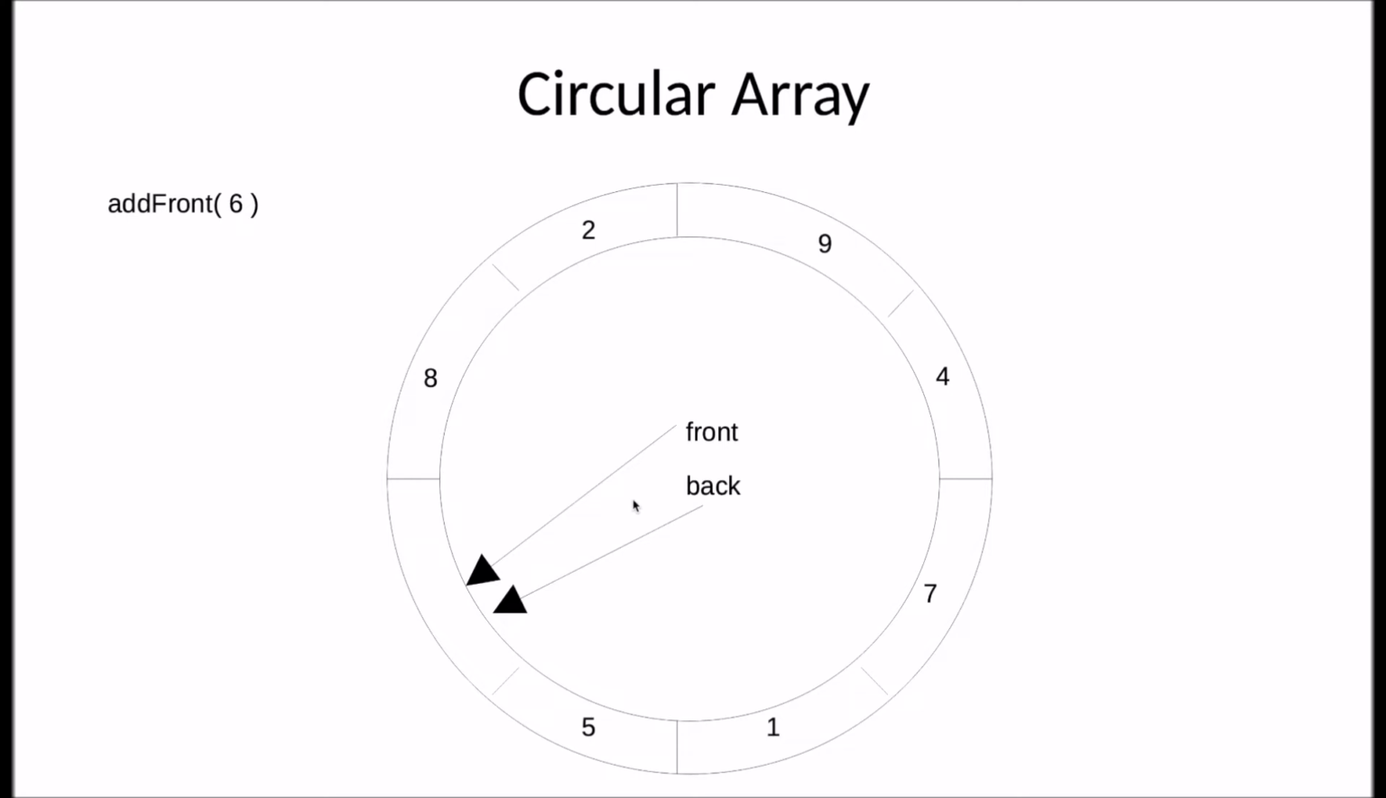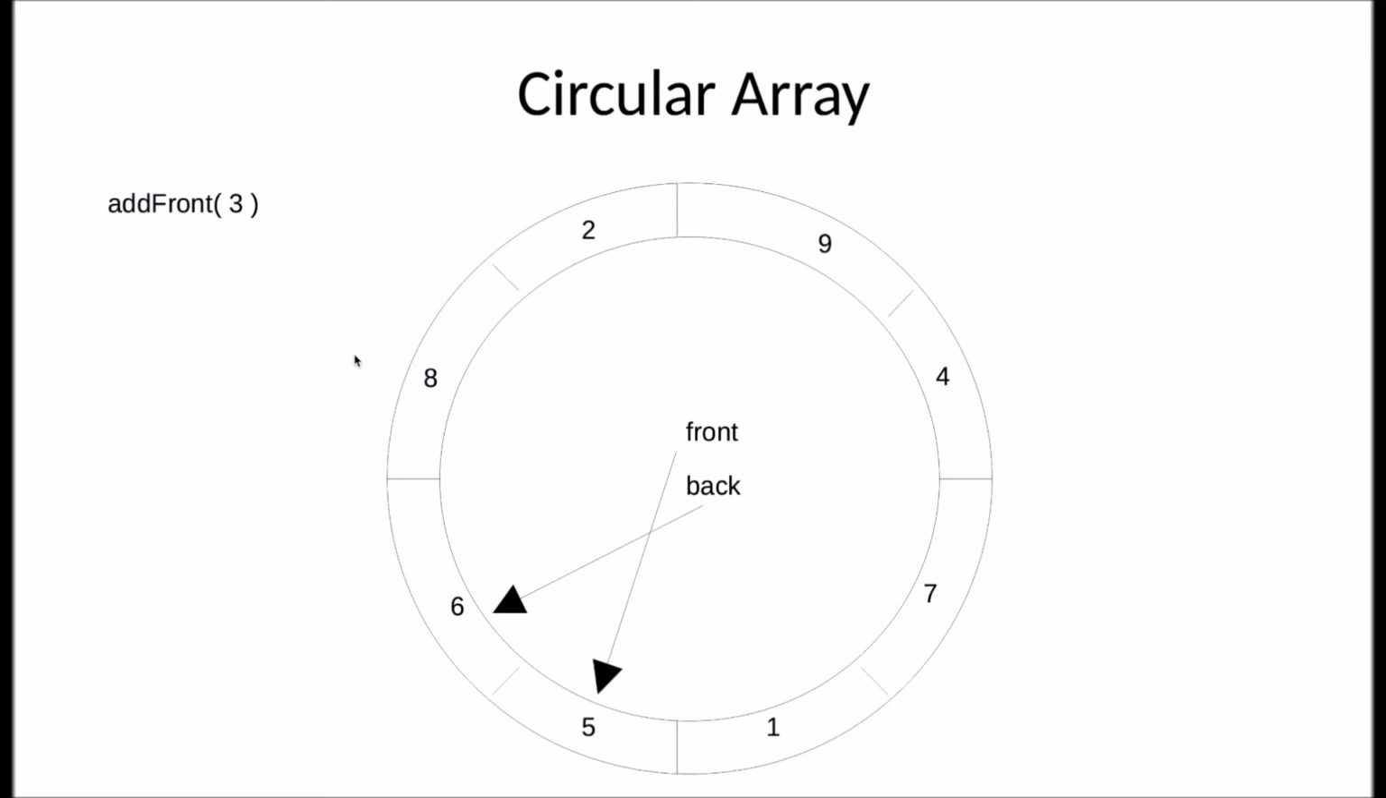Note that there's only one spot left. So now calling add back or add front does make a difference if we iterate over the array, because it would make a difference if this is the first value or the last value in the queue. Now the array is full.